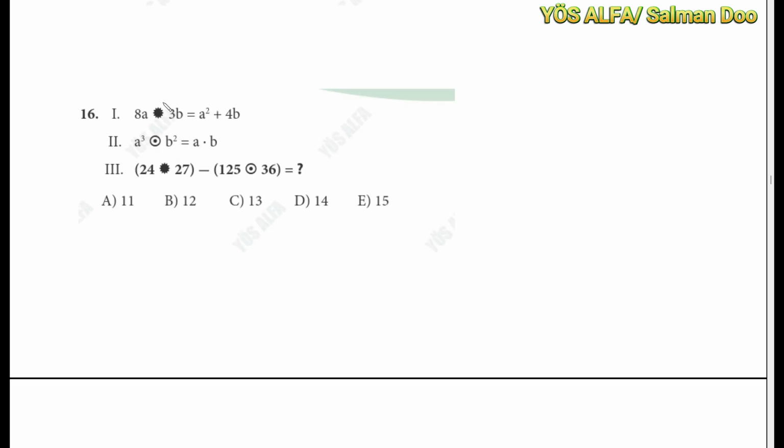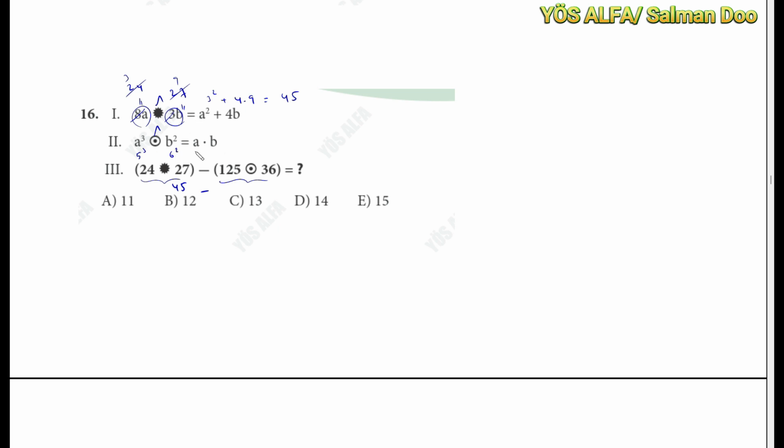B. The two operations are given and we're asked to find this result. So 24 star 27. So 8a is 24 and 3b is 27. So from here we have a is equal to 3 and b is equal to 9. So 3 squared plus 4 times 9 is 45. So the first one is 45 minus the second one. 125 is 5 cubed and here we have 36 is 6 squared.